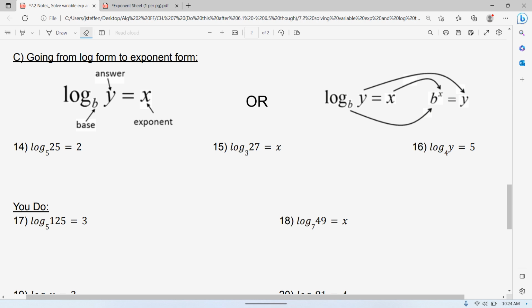One way I remember this: the base number of your log is the same base number as your exponent, and then your x and y are on opposite sides of the equal sign. On the left-hand side here, my y is on the left-hand side, and over here it's going to be on the right-hand side. I like that method because I think that's the hardest part, making sure you know which one goes where. So when we get started, we're going from log form to exponential form.